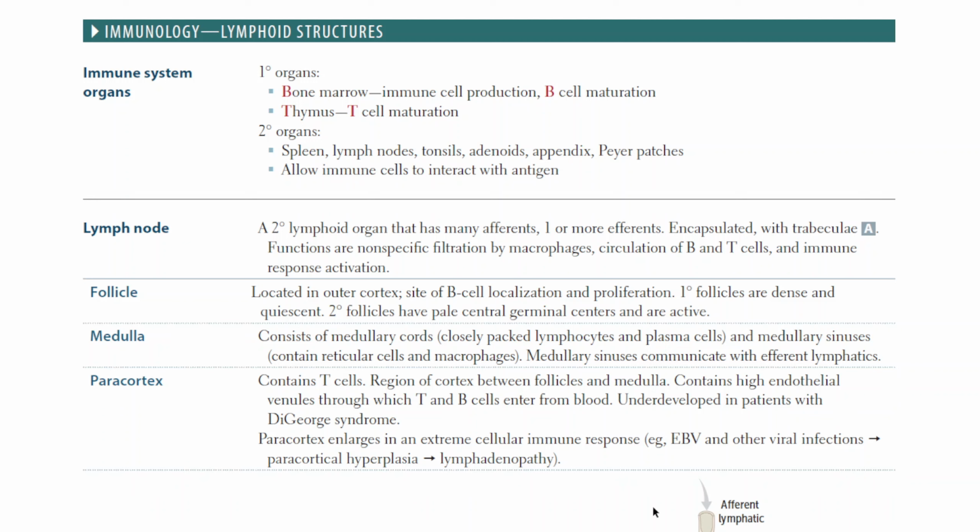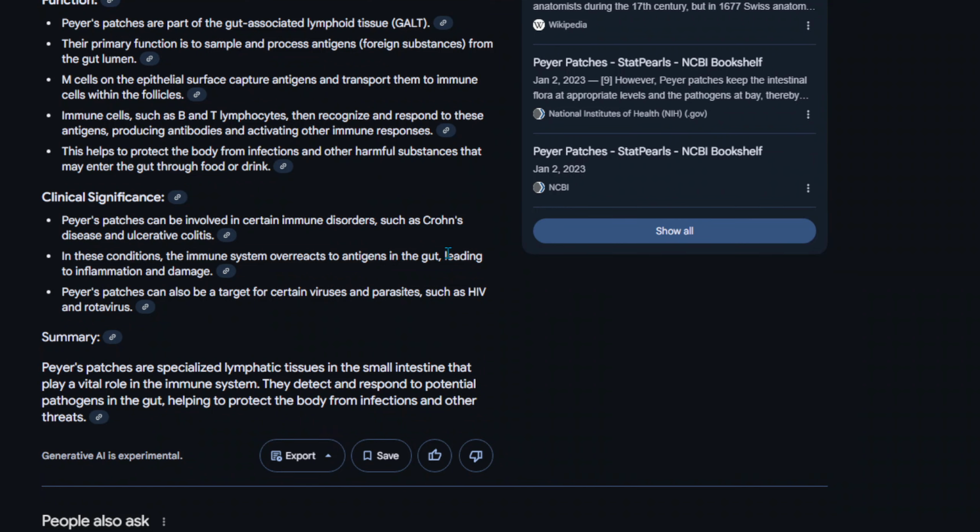The clinical significance is that Peyer's patches can be involved in certain immune disorders such as Crohn's disease and ulcerative colitis. In these conditions, the immune system overreacts to antigens in the gut, leading to inflammation and damage. Peyer's patches can also be a target for certain viruses and parasites, such as HIV and rotavirus.